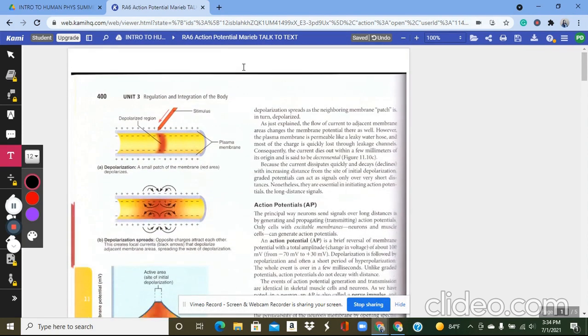Okay, so moving on. As just explained, the flow of current to adjacent membrane areas changes the membrane potential there as well. However, the plasma membrane is permeable like a leaky water hose, and most of the charge is quickly lost through leakage channels, and consequently, the current dies out within a few millimeters of its origin and is said to be decremental.